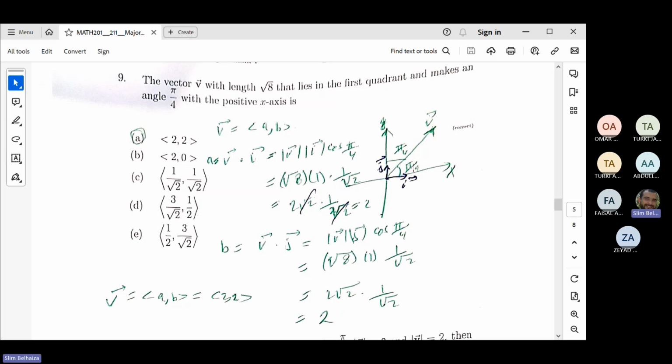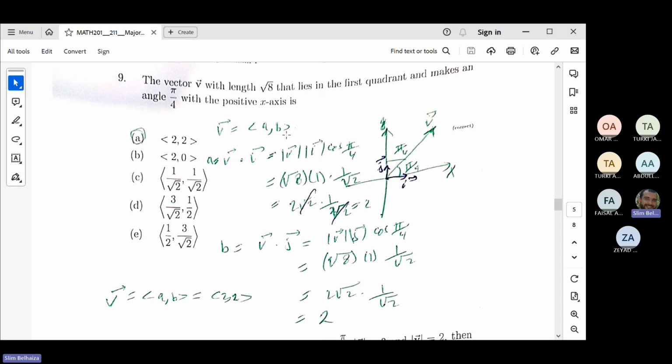To have an angle pi over 4, you can recall the dot product. Because we are in 2D here, assume v has components (a, b). So v dot i is the magnitude of v times the magnitude of i times cosine pi over 4. So it's square root of 8 for the magnitude of v, times 1. And cosine of pi over 4 is square root of 2 over 2, or 1 over square root of 2. Square root of 8, don't forget, is 2 square root of 2. So you can cancel the square root of 2, and you are left with just 2.